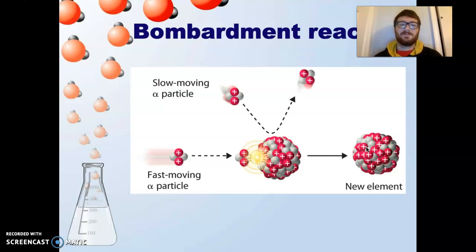Unfortunately, bombardment reactions are very expensive. So it's not like we can just make whatever metal we want just by shooting it with helium. Technically, we can. Technically, it costs a lot of money, a lot more money than just the natural mineral's worth. But we have done this. A fast-moving particle creates a completely new atom, whereas a slow-moving particle would just bounce off. The helium would just bounce off and keep being helium.